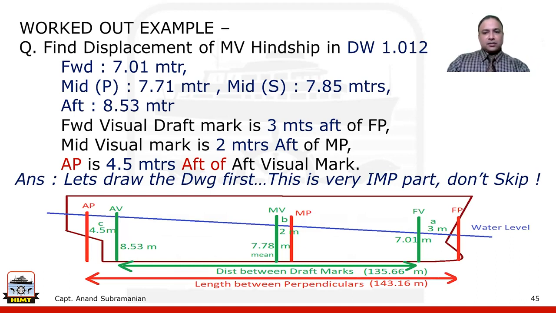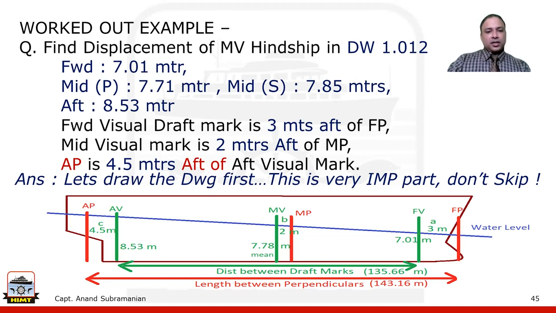Now in this case, we have the visual draft mark which is 3 meters aft of the forward perpendicular. The visual mark is 2 meters after the midship perpendicular. So the red line is a perpendicular and the green line is a visual mark. And the last line, the aft perpendicular, is 4.5 meters aft of the visual mark. That means with reference to the visual mark, the aft perpendicular is 4.5 meters aft. Now this 3 meters is A, 2 meters is B, and C is the 4.5 meters. Once we have this, we know the distance between the aft perpendicular and the forward perpendicular as the LBP of MV Hinship.